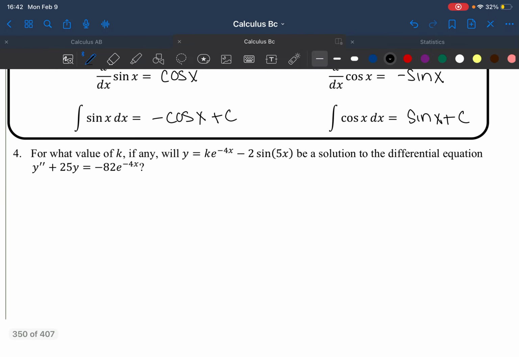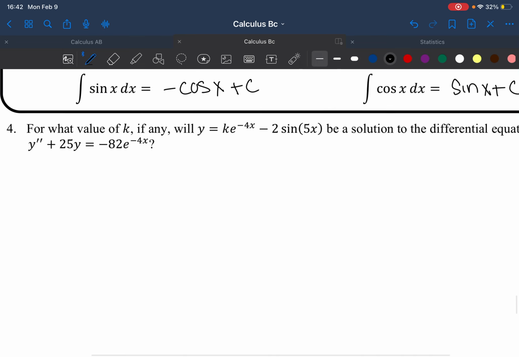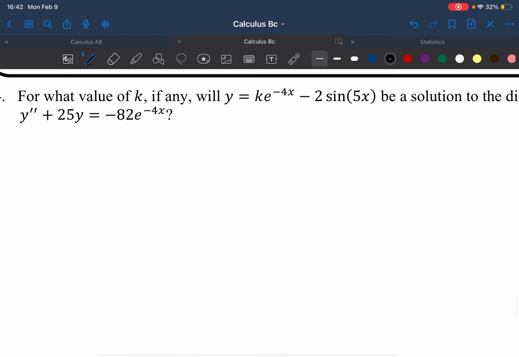Number 4 says, for what value of k, if any, will y equal to k times e to the negative 4x power minus 2 times sine of 5x be a solution to the differential equation y double prime plus 25y is equal to negative 82e to the negative 4x? Well, in order to see what k value would make it a solution, we have to first take our equation for y.